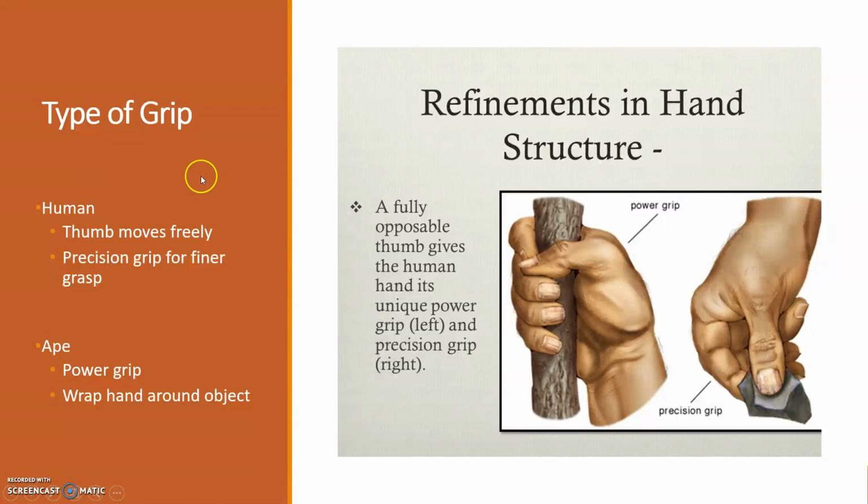Type of grip. Comparing a human hand to an ape's hand, a human thumb can move more freely. More often than not, we use the precision grip, which is using the thumb and forefinger to get a finer grasp of objects. As you can see in this picture, you see a human hand holding a rock using their thumb and finger. For apes, they use a power grip, which is wrapping their hand around an object, such as holding this piece of wood right here.